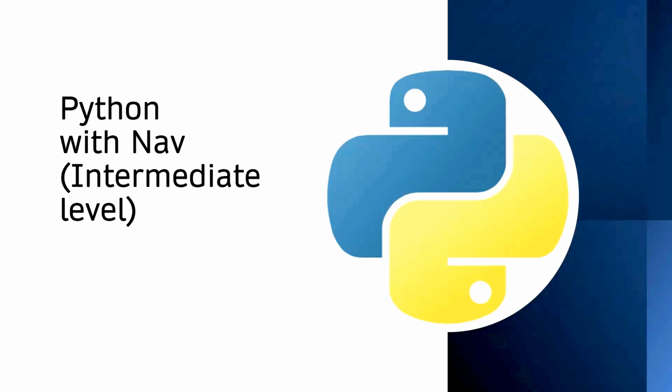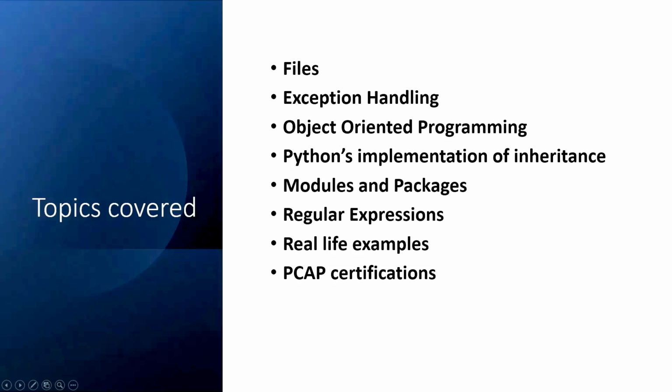Welcome to associate level programming with Python. In this topic, we are going to cover files, exception handling, object-oriented programming, implementation of inheritance. We'll learn about modules and packages, regular expressions. We'll learn about a real-life example, and then we'll talk about the Python associate level program certification.